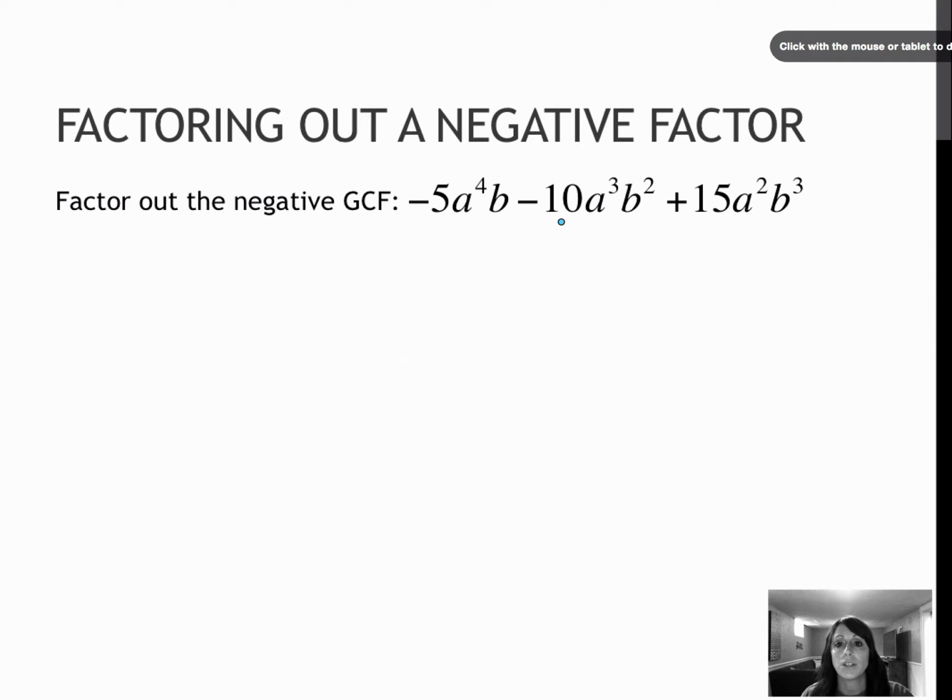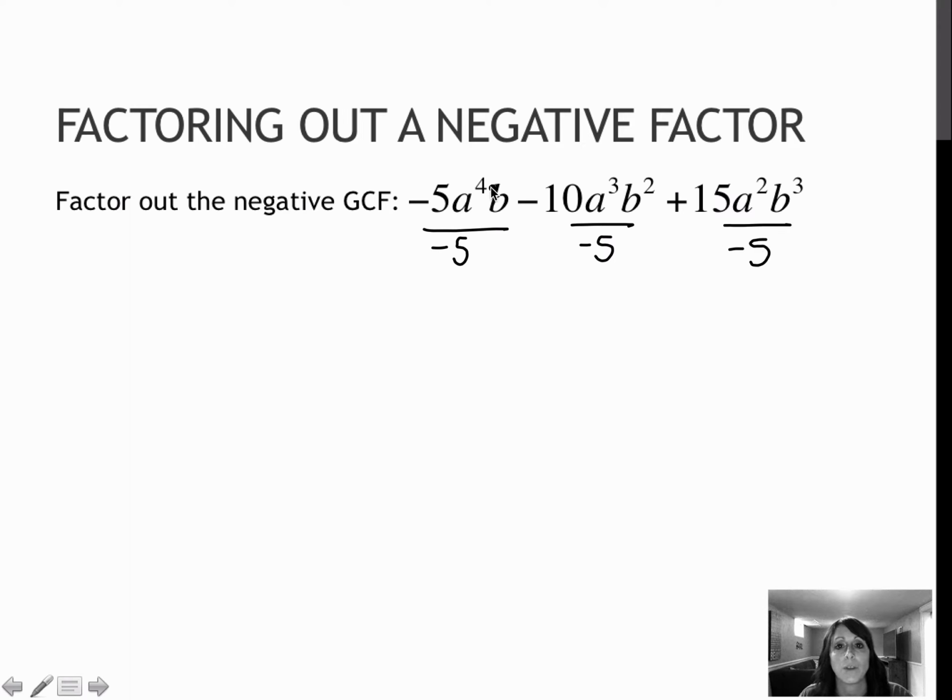On our next question, again, we've got a -5 that would come out of all 3 terms. So -5 will be the coefficient. But then I also have to look at how many A's and B's would come out of everything. So I have 4 A's, 3 A's, 2 A's. So I could take 2 away from all of them. And I've got 1B, 2B, and 3B's, so I can only take 1 away from all of them evenly. So I'm going to put my -5a²b on the outside, and then I'm going to divide.